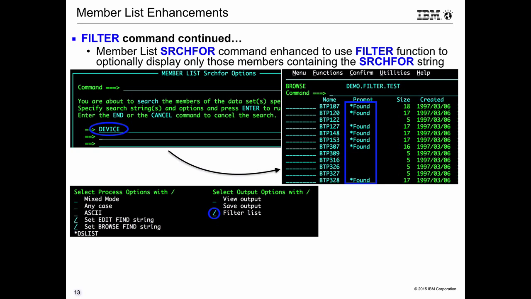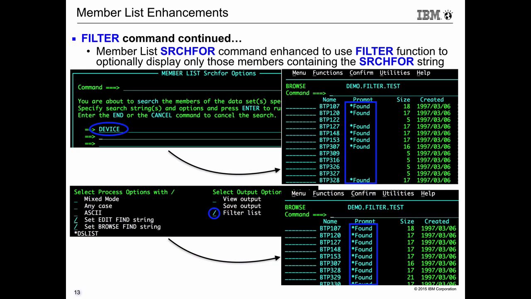If you go back to the search for panel, there's an option on the lower right called filter list, and if you select that, then we'll do that sorting for you. We'll actually just show only the items that have been found. They'll all be grouped together, and the others will be omitted from the output. So this is just a nice way to, again, reduce the results that you're looking at.